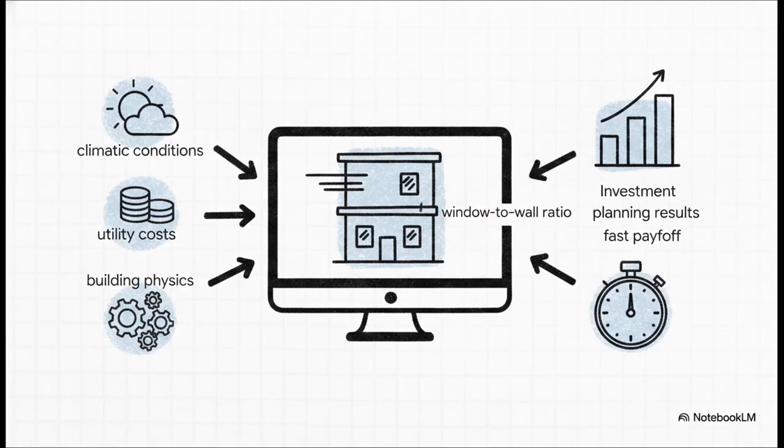This all builds into a highly comprehensive toolkit. The software integrates incredibly specific data, pulling in local utility costs and climatic conditions for your exact location. Then, it combines that with real-time building physics calculations to give you customized design guidance. You can select multiple technical measures, like say, changing the window-to-wall ratio or adding reflective roof paint, and instantly see the investment planning results. It tells building owners not just how much energy they'll save, but exactly how fast their efficiency investments will pay off. It's a real game changer.